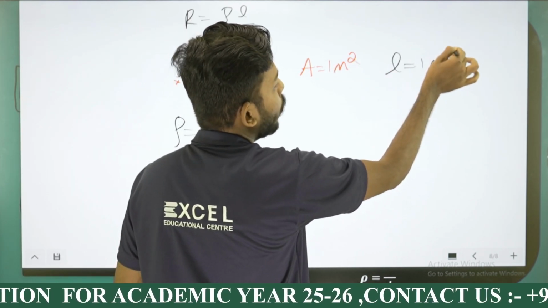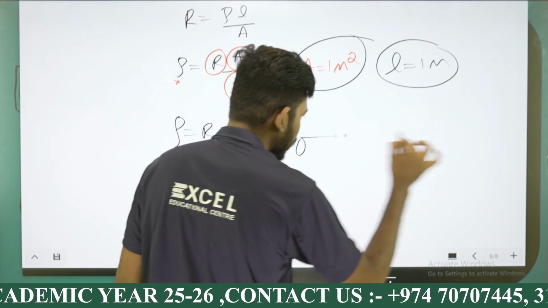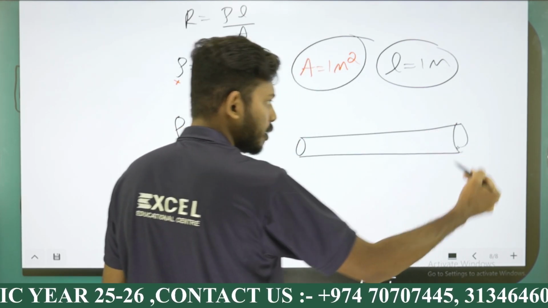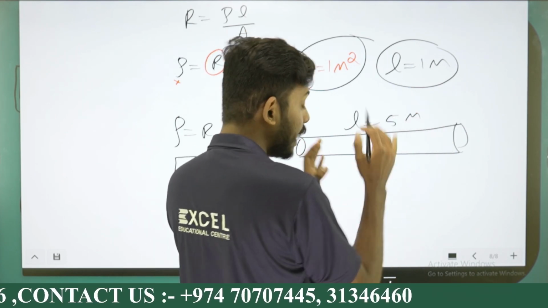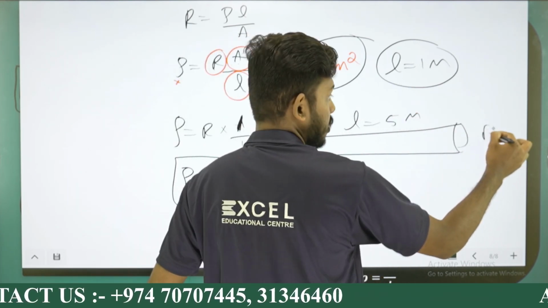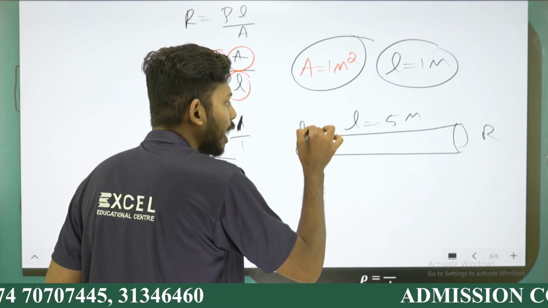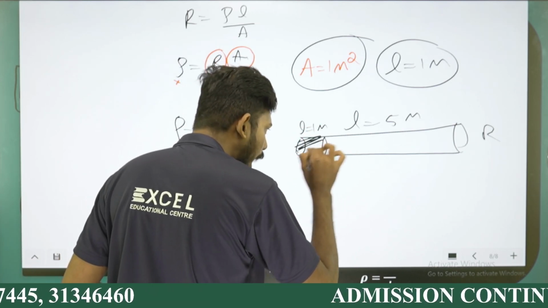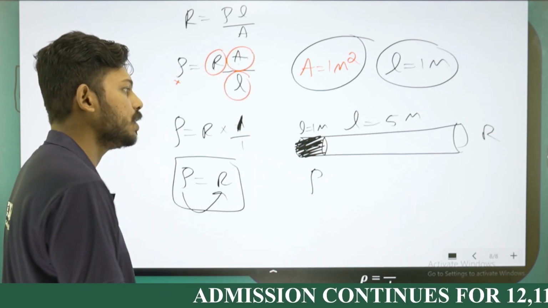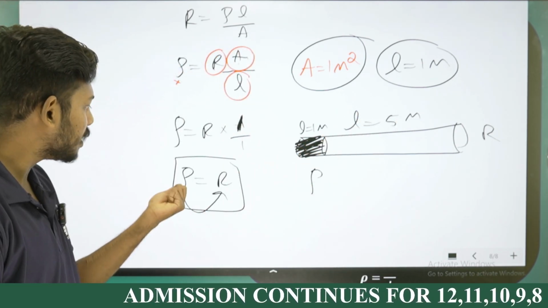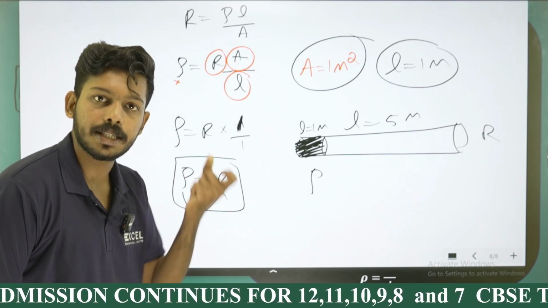When a body has a unit length and a unit area of cross section. Just consider this. If we have a conductor with a length of 5 meter, then we call it resistance. If I cut this at a point where the length is 1 meter, then I call the resistance of this particular piece as resistivity. Now you know the concept. How did I explain the difficult term resistivity? By using the known terms resistance, area, and length.